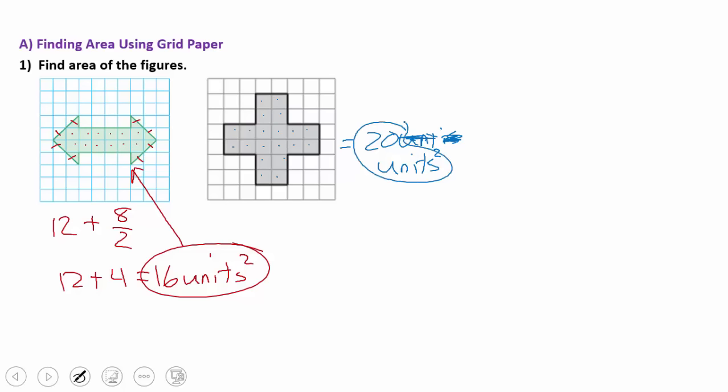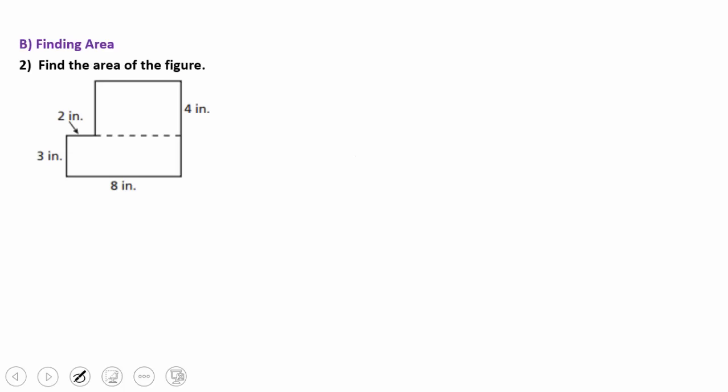20 units squared. Man, once again, Mr. Ross shows you he is not perfect. Look at that. I'm talking in third person and first person all at the same time. Wow, I guess that's our English lesson for the night.